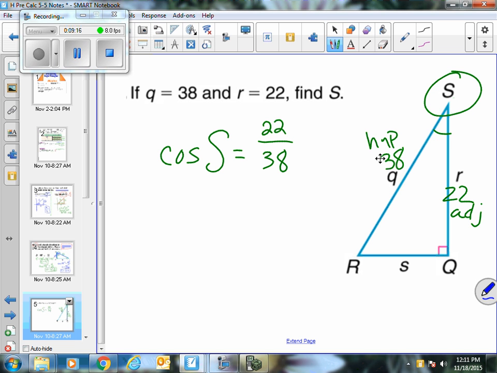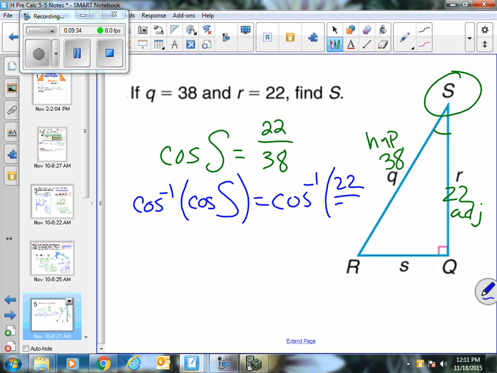Now, that's what cosine is. Well, I just want the angle measurement, so I need to undo cosine. Cosine is a function, it's an operation, so I'm going to use its inverse to get S by itself. So I'm going to do the inverse cosine on each side. Now, it's not very often that I'm going to show the work for this, because after you do it about 1,000 times, you realize, gosh, the same thing always happens. But cosine of the inverse cosine, they undo each other. What you're left with is S. Just like times a number by 3 and then divide it by 3, you're right back to the number. So what you're going to type on your calculator is the inverse cosine of 22 over 38.